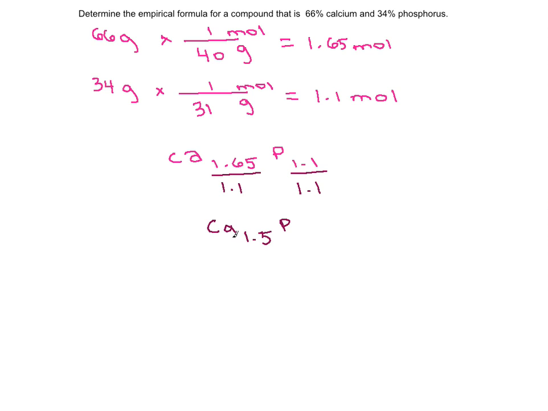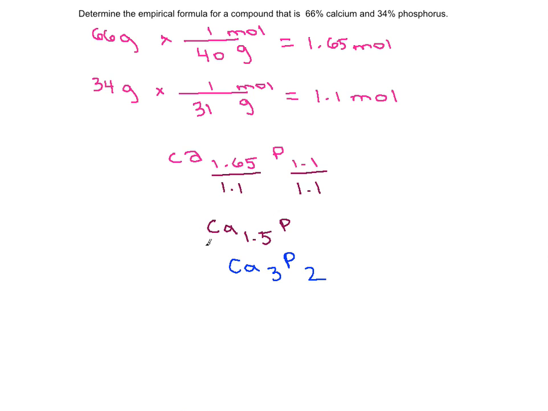But you can do something very nice and easily to both of these subscripts. Remember, this is an implied 1 right here, to make this a whole number. And what you can do is multiply both of them by 2. So this is going to become Ca3 because you're multiplying it by 2. This is going to become P2, and you're done, and you have a whole number.